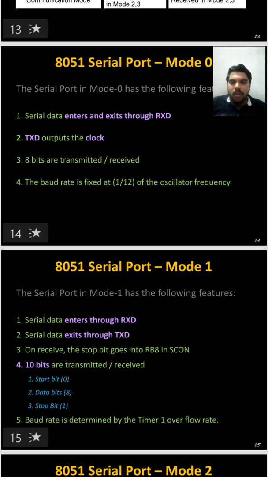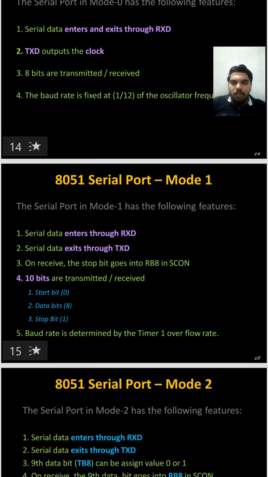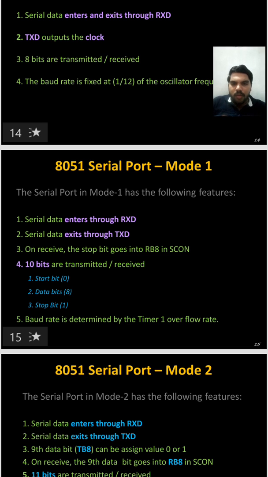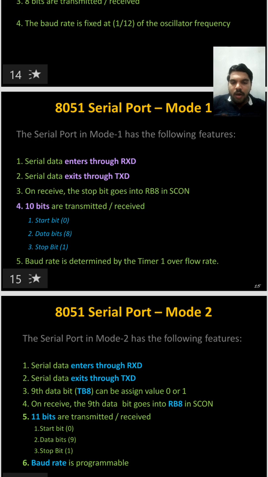Serial data can exit through the transmitter, and if we are getting the data at the receiver, the stop bit can be received in RB8. RB8 is a special pin used in mode 1. 10 bits are transmitted and received: first the start bit, then the data bits, then the stop bit. So the baud rate is set by the timer.